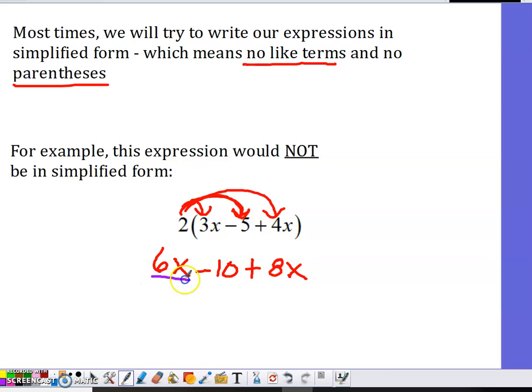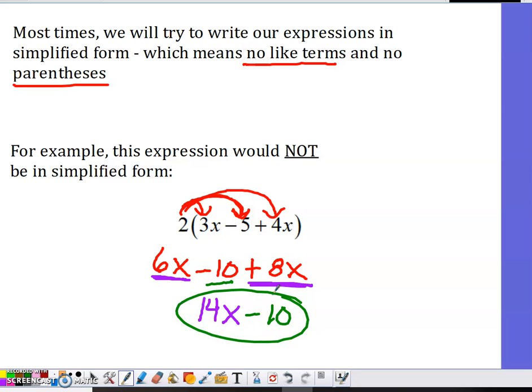Well, I noticed here I have a 6x and I have a positive 8x, and those two things are like terms because they have the same variable raised to the same power of 1. So when I combine those, 6x plus 8x is going to give me 14x. There is nothing that we can combine this negative 10 with. It has no buddies, so it just has to stay as a negative 10. So there would be my expression in simplified form.